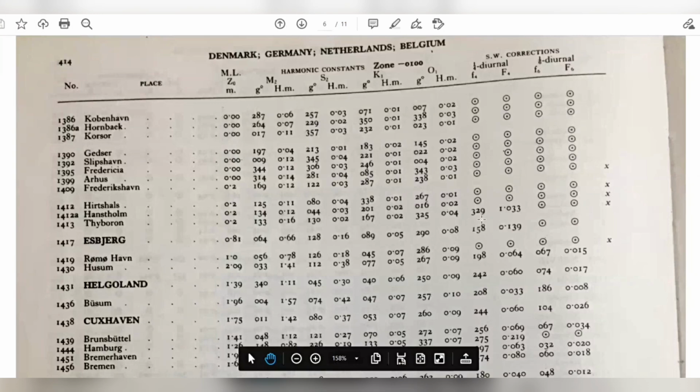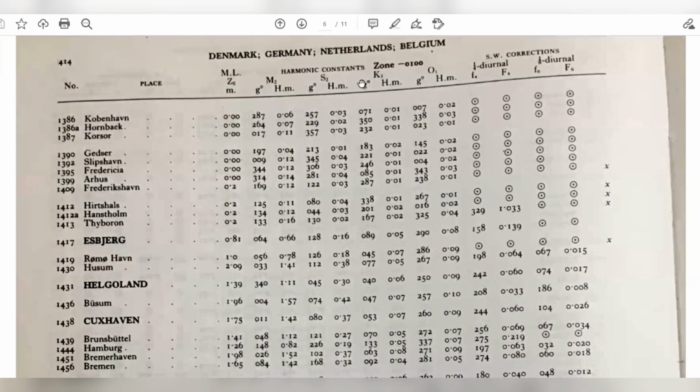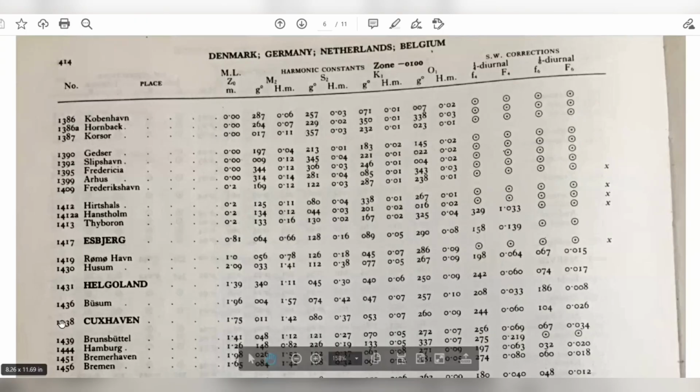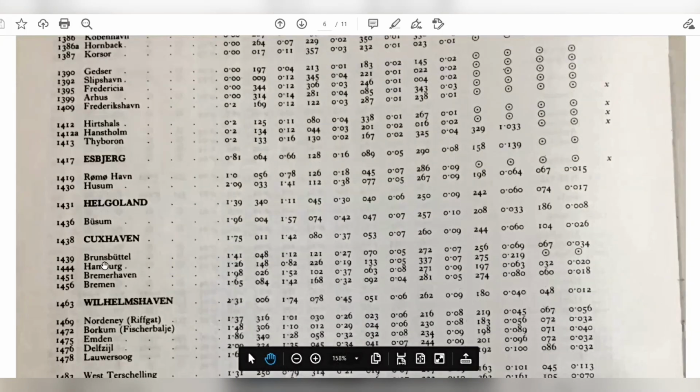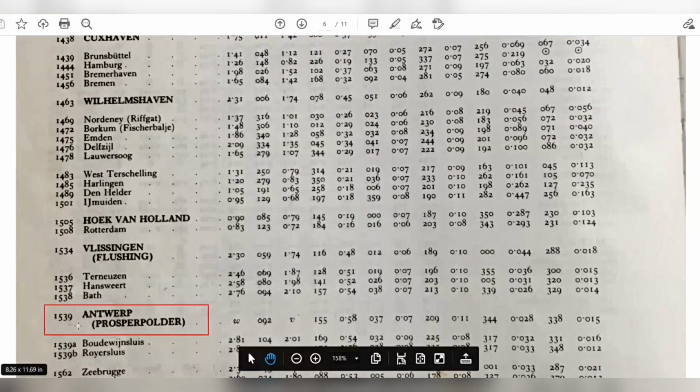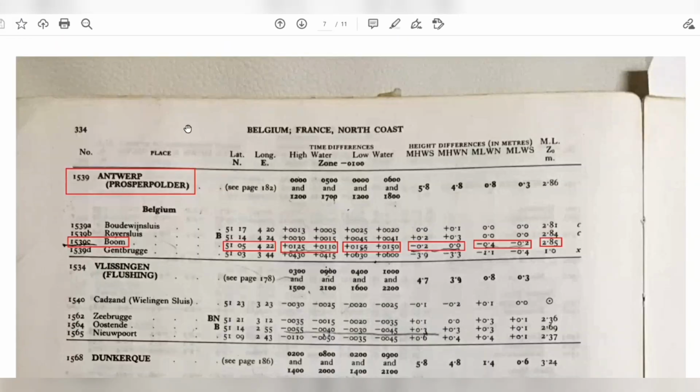Okay. So see, wherever on the top you see M2, S2, K1, O1 and shallow water correction, SW correction with that F4, F6, that means you are in part 3, which will contain all the port numbers serial wise. So when we went to the number we wanted, 1539C, 1539 we saw is Antwerp and that is given in bold letters. That means it's a standard port. But 1539C is not mentioned here. So then we look up in part 2. So here you'll find on page number 34, 1539. Under Antwerp, you will find 1539C, Boom.